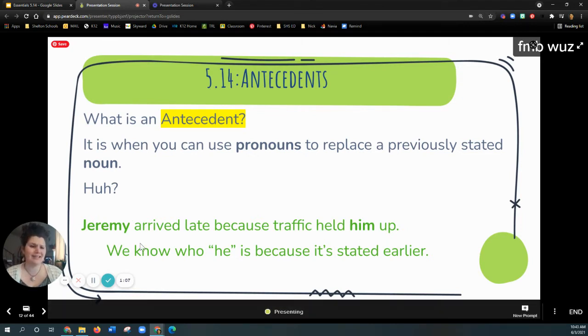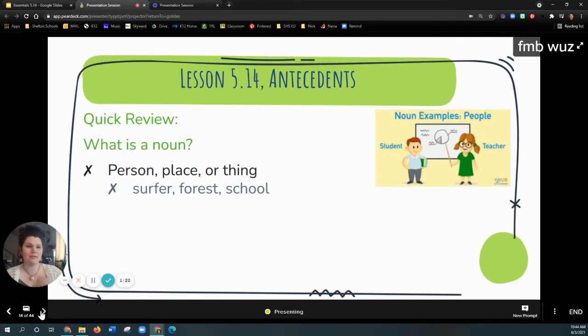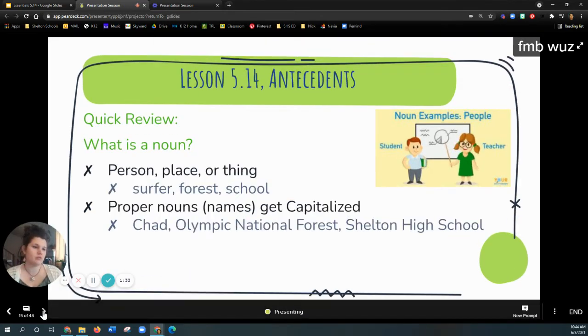Okay. You're like, duh. I know we often do this naturally as native English language speakers, but there's a lot of folks who are not native English speakers. And so let's review. What's a noun? A noun is a person, a place, a thing. So you could have a surfer is a noun. Forest is a place, or school. It's a thing. It's also a place. Proper nouns, that's when they get capitalized. So this is a person's name, the actual name of the forest, the name of the school.